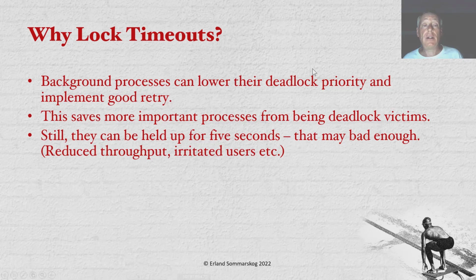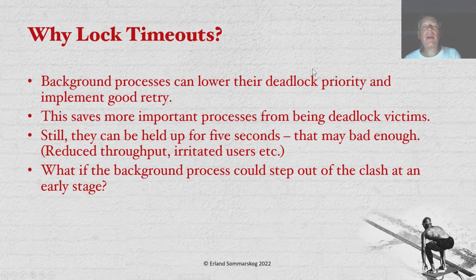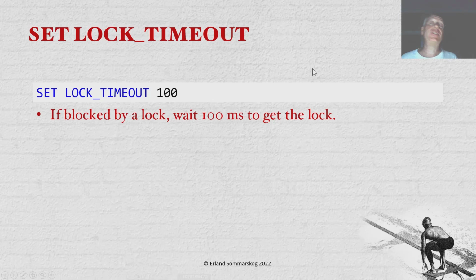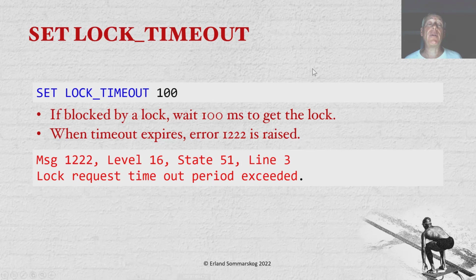So what if that background process could step out of the clash at an early stage before we get to deadlock? And it's possible to do this with the command SET LOCK_TIMEOUT. For example, saying 100. This means that, okay, if there is a lock, I'm going to wait for 100 milliseconds to get that lock. And if that timeout expires, I will get error 1222, lock request timeout period exceeded.